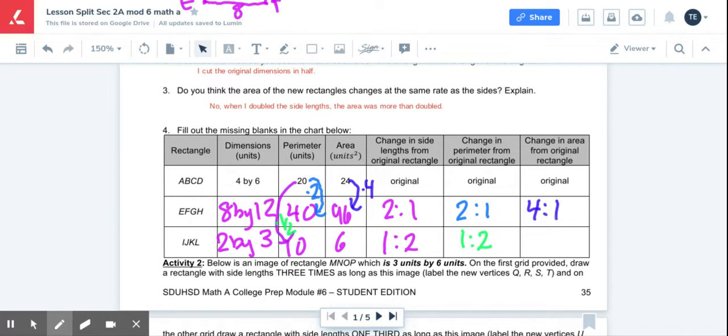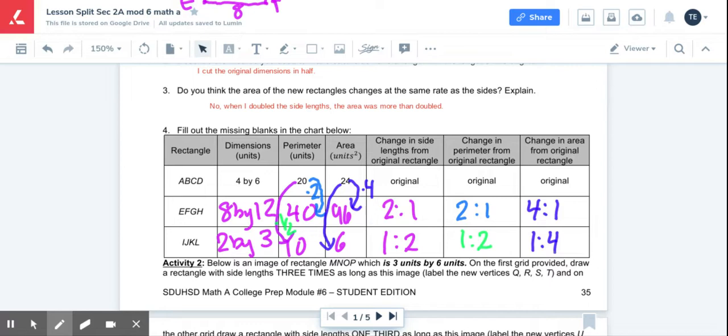Same kind of relationship on the bottom one. 4 times a fourth is 6. So this is 1, 2, 4. So if I make the sides twice as small, I'm making the area 4 times as small. So we have to think about that.